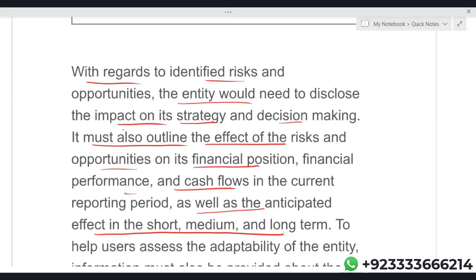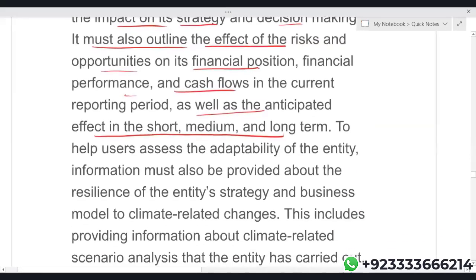And obviously, when the frequency of such events increases, there are greater chances that you will have to pay more insurance premium. More insurance premium will also affect your cash flow. So you have to explain the risk which you have identified, the opportunities which you have identified, what your strategy is, how you're making the decision, how it will affect your financial position and your cash flow position in the current period as well as in the future.